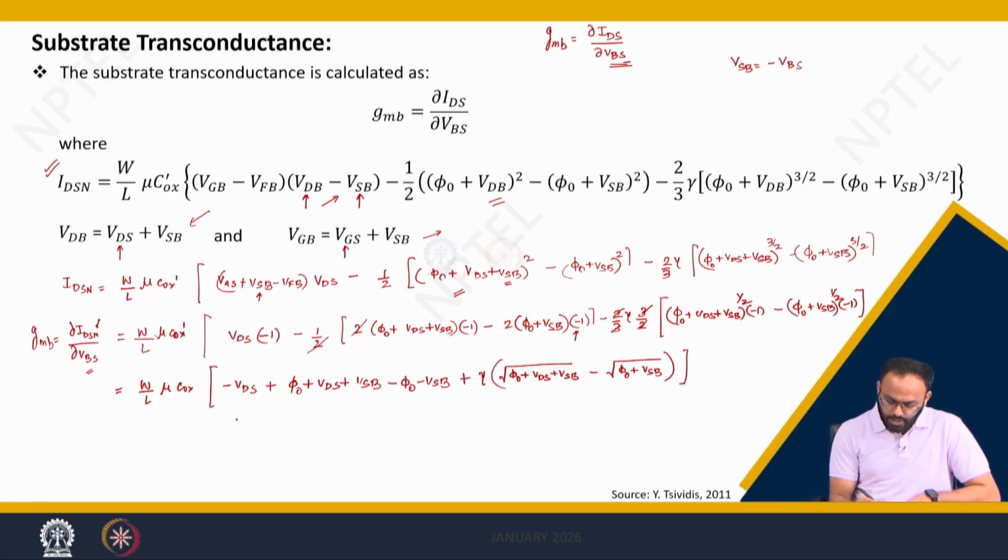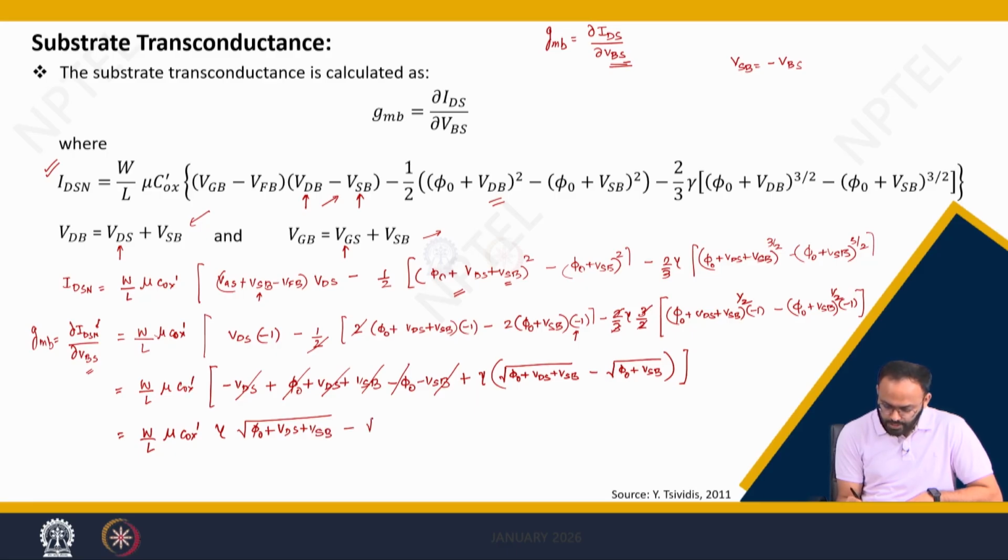correct. Now, this gets cancelled, this gets cancelled, this and this get cancelled. So, you are left with this: W by L into mu into COX dash gamma square root of phi naught plus VDS plus VSB minus square root of phi naught plus VSB. This is GMB.